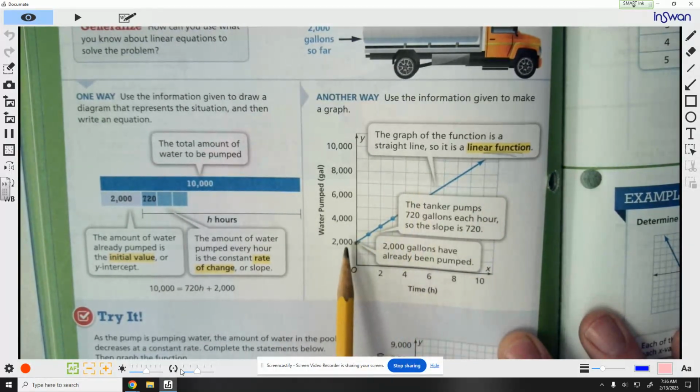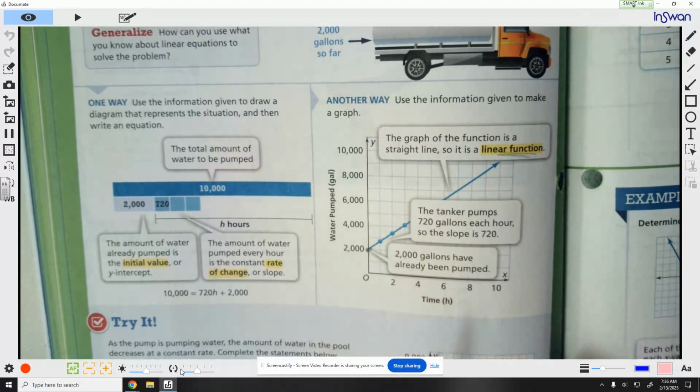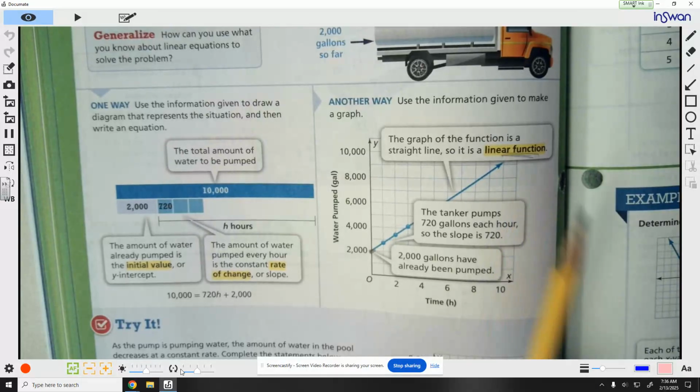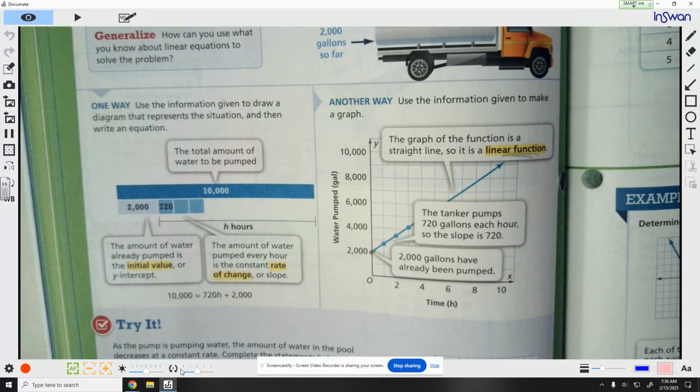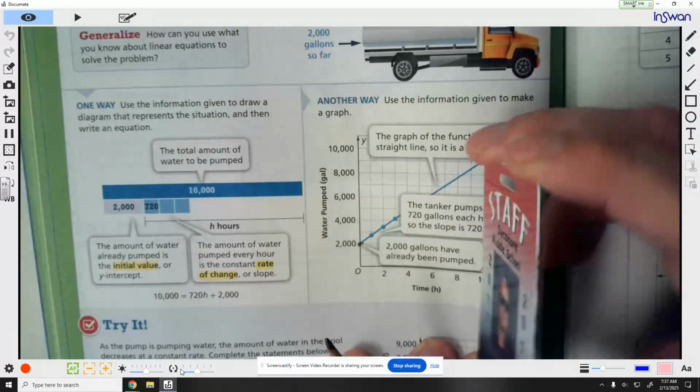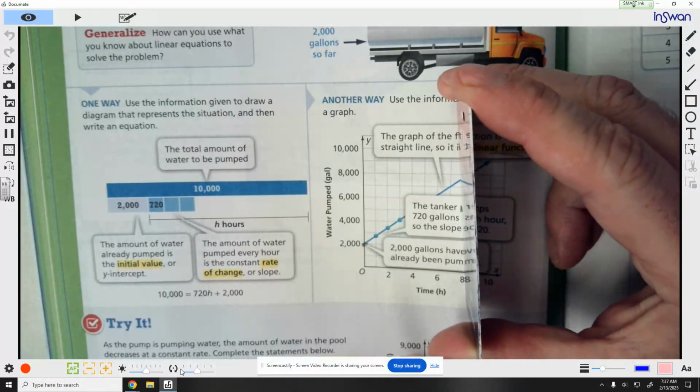All right, the graph makes a straight line. So it is linear, and it's also called a function. Okay, now a function is something that could be linear. It doesn't have to be linear, but to tell if it's a function, one way is you can apply a vertical line test to it.